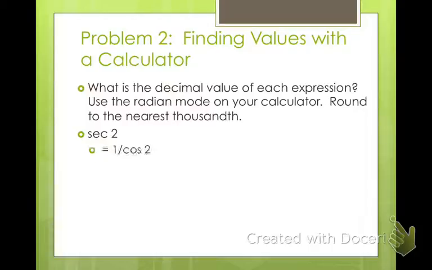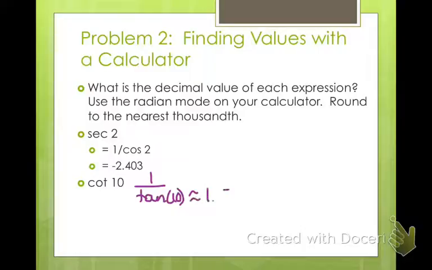If you wanted to find cotangent of 10, cotangent is 1 over tangent, so you put in your calculator 1 divided by tangent 10. You get that value, plug it in. You get that it's about equal to 1.542. Make sure you're actually doing these and then checking to make sure that you got the same answer I did.